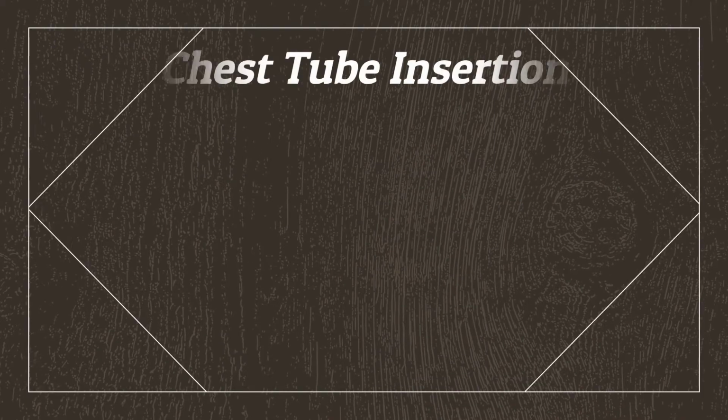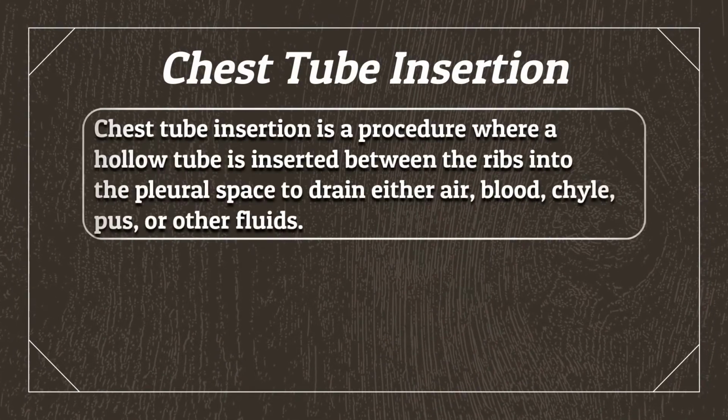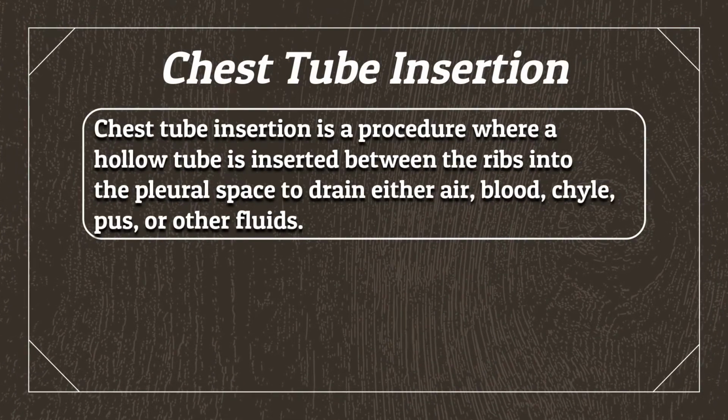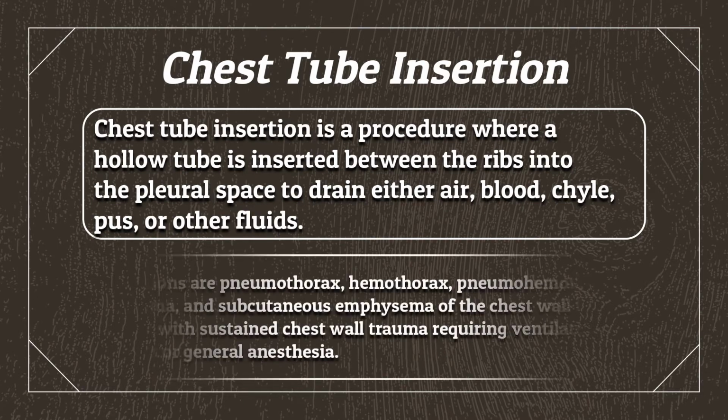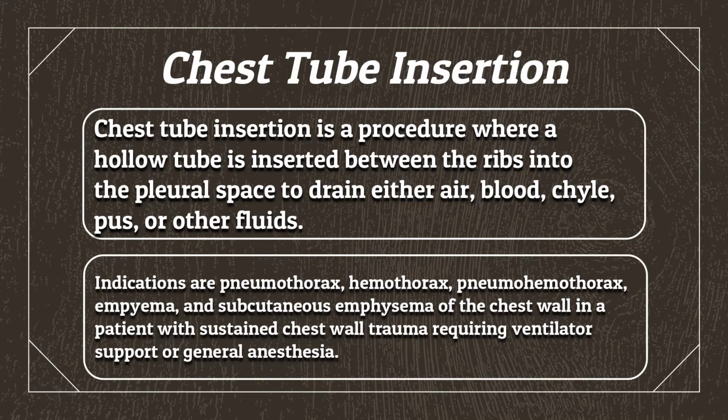Chest tube insertion is a procedure where a hollow tube is inserted between the ribs into the pleural space to drain either air, blood, chyle, pus, or other fluids. Indications are pneumothorax, hemothorax, pneumohemothorax, empyema, and subcutaneous emphysema of the chest wall in a patient with sustained chest wall trauma requiring ventilator support or general anesthesia.